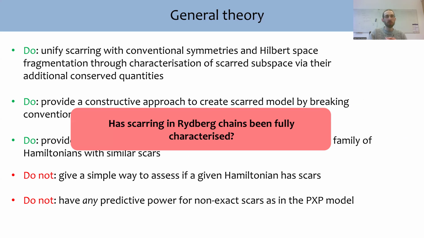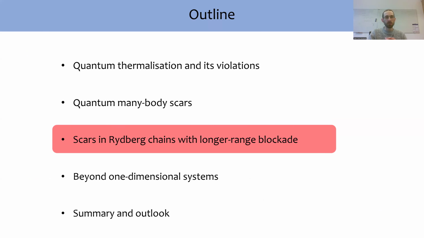And so our question was, has scarring in Rydberg chains been fully characterized? We have found scars, people have studied these scars, but have people actually looked for more in these Rydberg atom arrays? Can we actually find new scars that people have completely overlooked? And that's why we started looking into these Rydberg chains with longer range blockade.